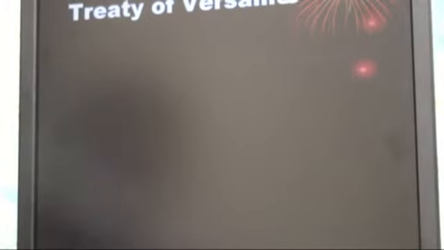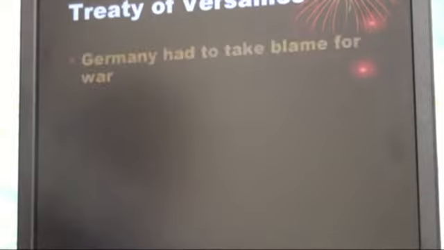Eventually, we know that the war ends, and the treaty that ended it was the Treaty of Versailles. The Treaty of Versailles said a lot of things, but one of the main things it said was that Germany had to take blame for the war, even though they weren't the assassin and they weren't the one who called on somebody else to join them. They were blamed for the war.